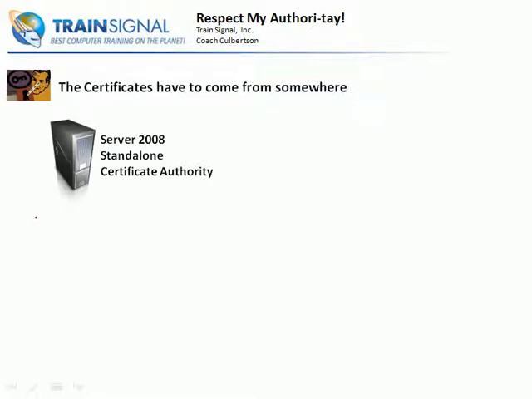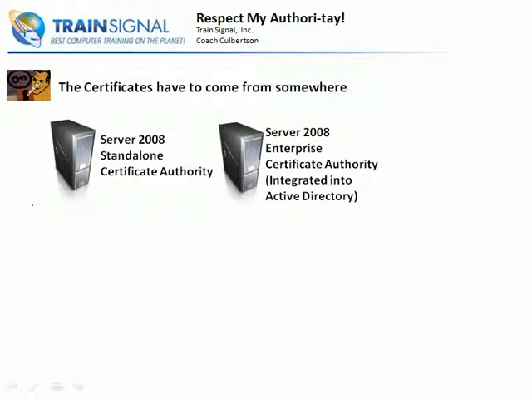First of all, the most basic of basic certificate authorities is a Server 2008, what we call a standalone certificate authority. Now, most of the work that has to be done with the standalone certificate authority is very manual, all right? So if you have a very large organization, this may or may not be the best solution for you. Now, we have a more powerful option in the Server 2008 Enterprise Certificate Authority. Now, this guy is integrated into Active Directory, so you know there's going to be some additional cool features and some more automation that's going to happen with it.